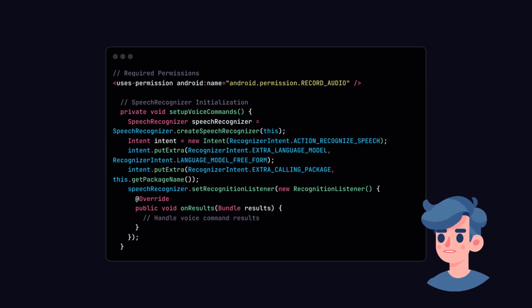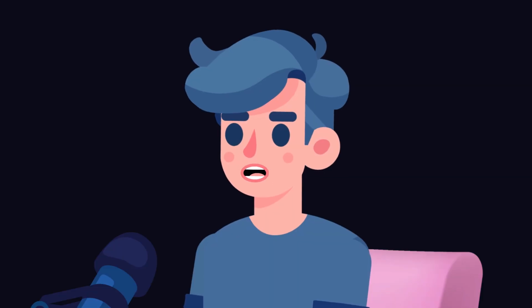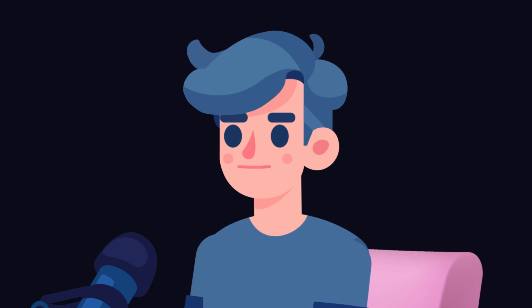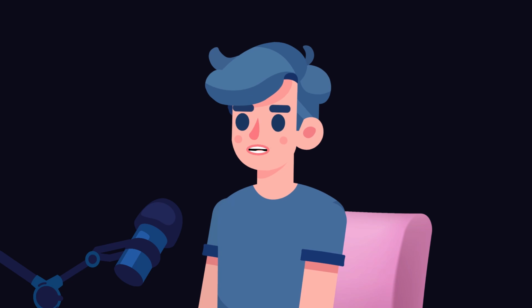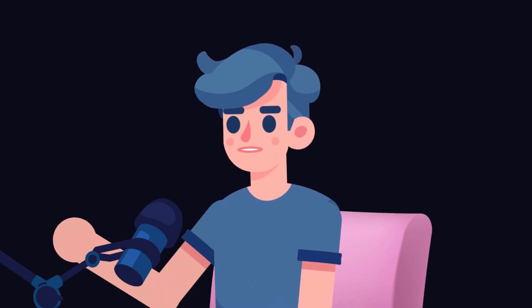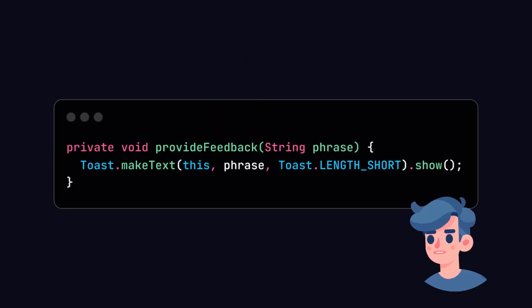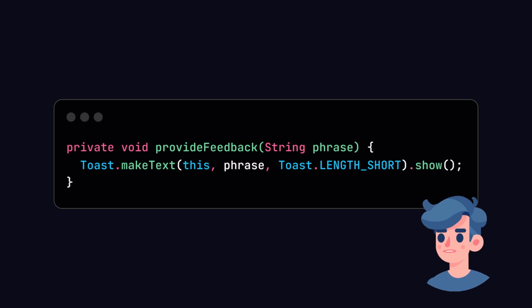As part of enhancing the experience, let's implement voice commands. This feature allows users to interact with the trainer hands-free. We use the Speech Recognizer class to set up voice command functionality. You'll also need to handle the different results from voice commands so the user can issue commands like start or stop workouts.